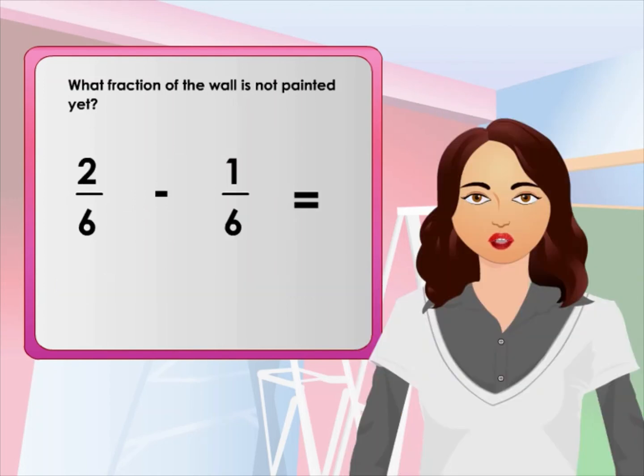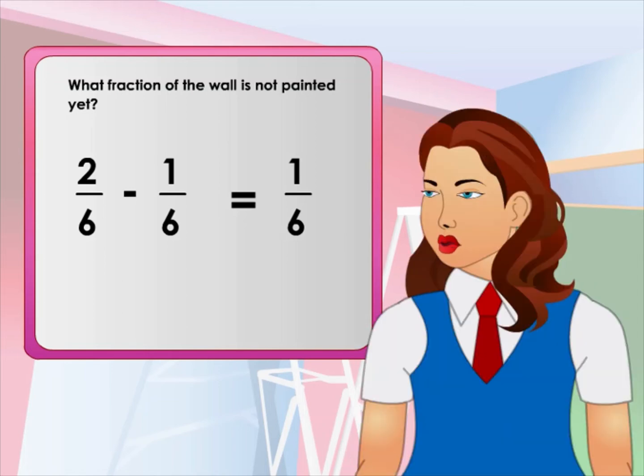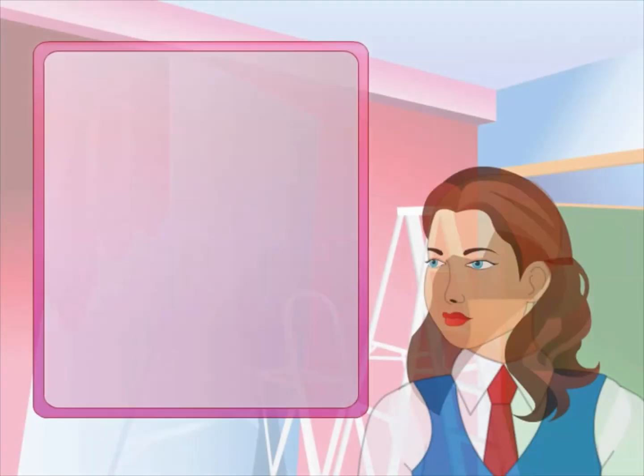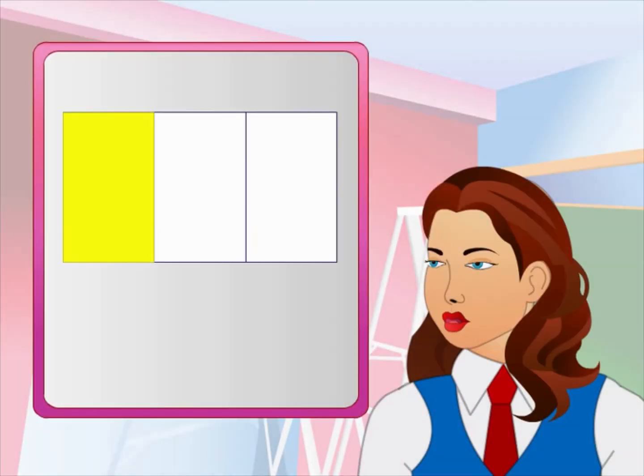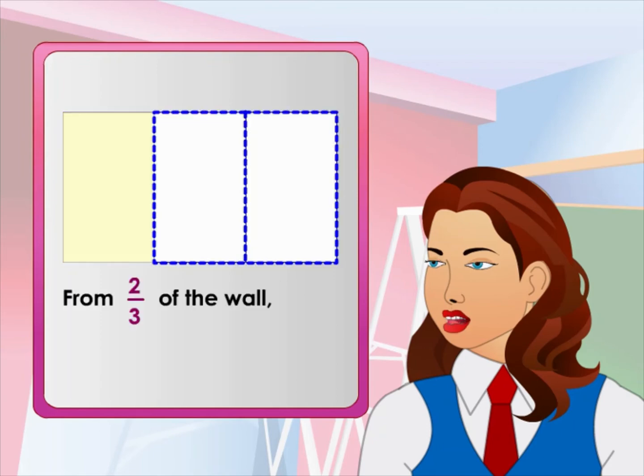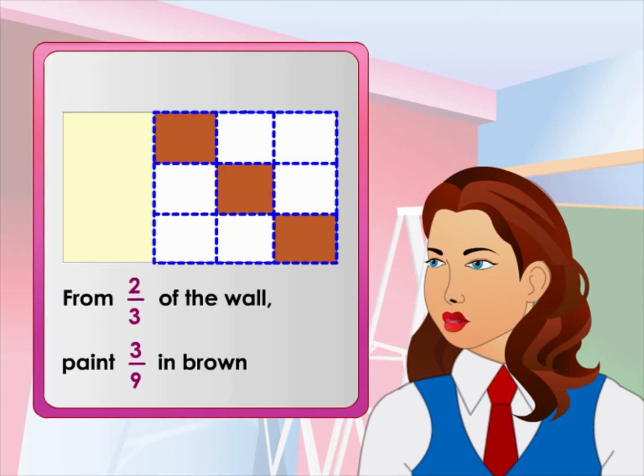Both the denominators are same now. Finally, subtract the numerators. 2/6 minus 1/6 equals 1/6. You don't need to simplify the answer because 1/6 is a fraction in its simplest form. So the difference is 1/6. I have painted 1/3 of the wall. I still have 2/3 of the wall to paint. From the 2/3 portion, I will paint 3/9 in brown. It would match the cream.